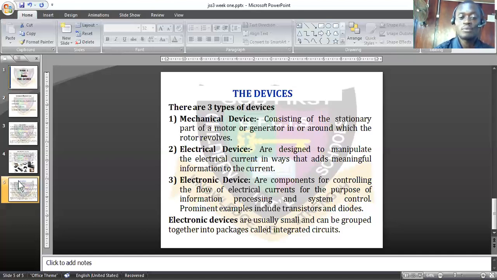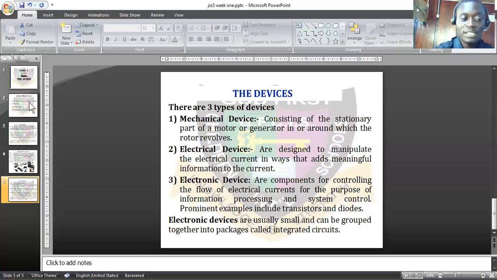Like, for example, our motherboard. If you look at it, or your cell phone, you have lots and lots of components fixed together to do a particular task. That is an electronic device. There you have your transistor, you have your diode, you have a capacitor, and so many other components that form the basis of the electronic device.